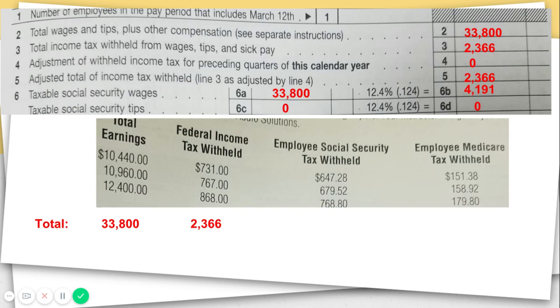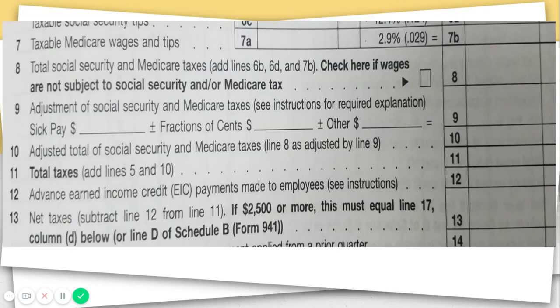6C, taxable Social Security tips. Well, we didn't get any tips from Social Security. So that's a 0, multiply across, and we get a 0 there. Seven, taxable Medicare wages and tips. This comes from our $33,800, and we'll multiply across to get $980.20.